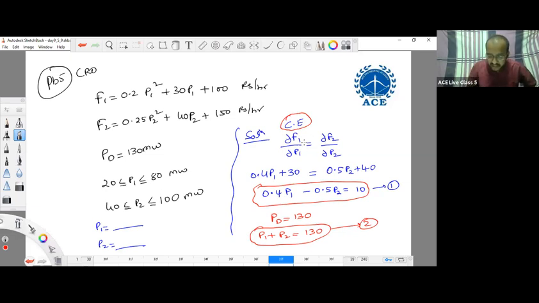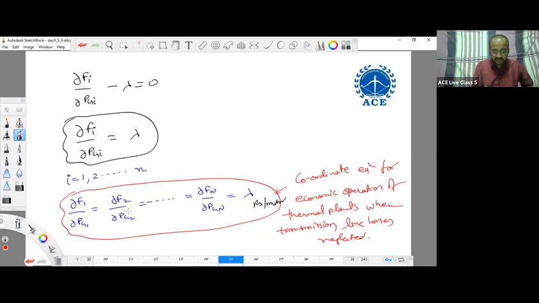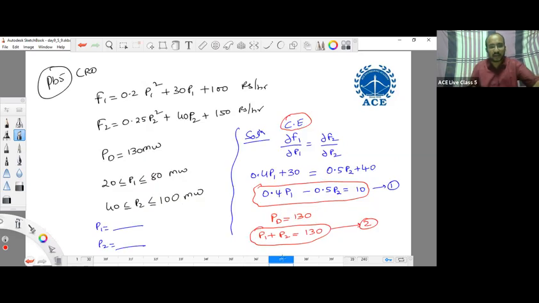That means df1 by dP1 must be equal to df2 by dP2. All the units must have the same incremental fuel cost. Equate those two incremental fuel costs. Differentiating with respect to P1, dou f1 by dou P1 is 0.4 P1 plus 30. And dou f2 by dou P2, if you differentiate, is 0.5 P2 plus 40.